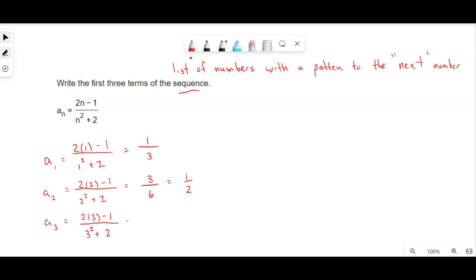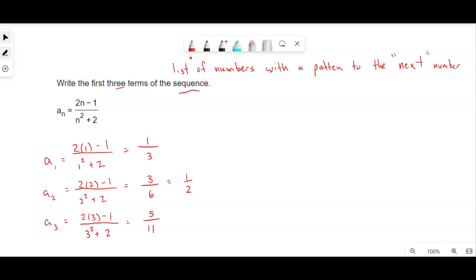And then if I'm going to find the third number in the sequence, which is what it says, I would just plug a 3 in there for n. So 2 times 3 is 6. 6 minus 1 is 5. 3 squared is 9. 9 plus 2 is 11. So there's an example of a sequence, and there's the first 3 terms of the sequence.